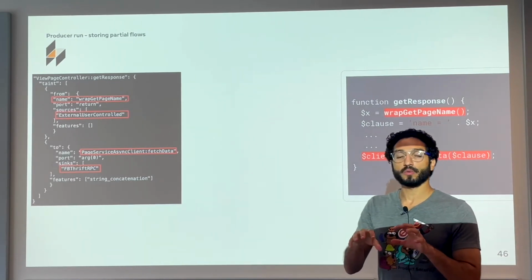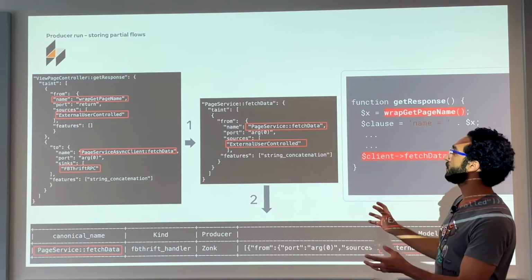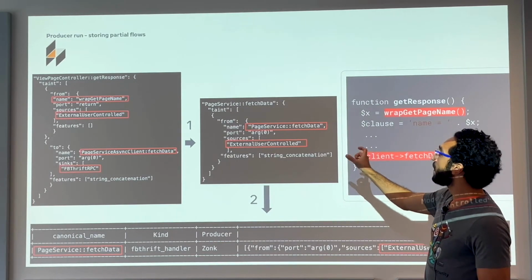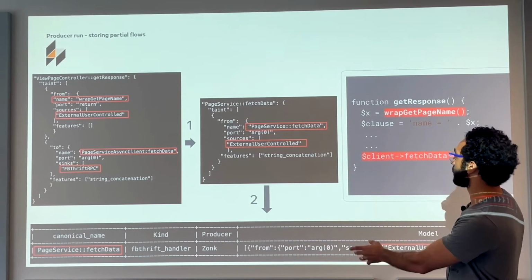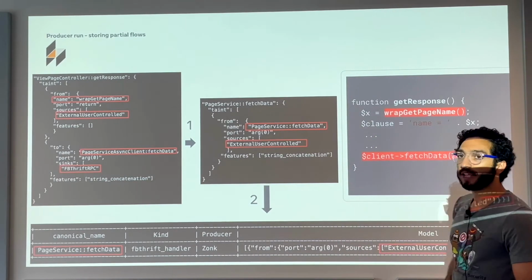And then what we want to do is take that and create the kind of partial flow from that. So we replace the name with the canonical name, page service fetch data, and source, and then we store that into a database. So this box here is the same as this box, but here stored as a row in the database.